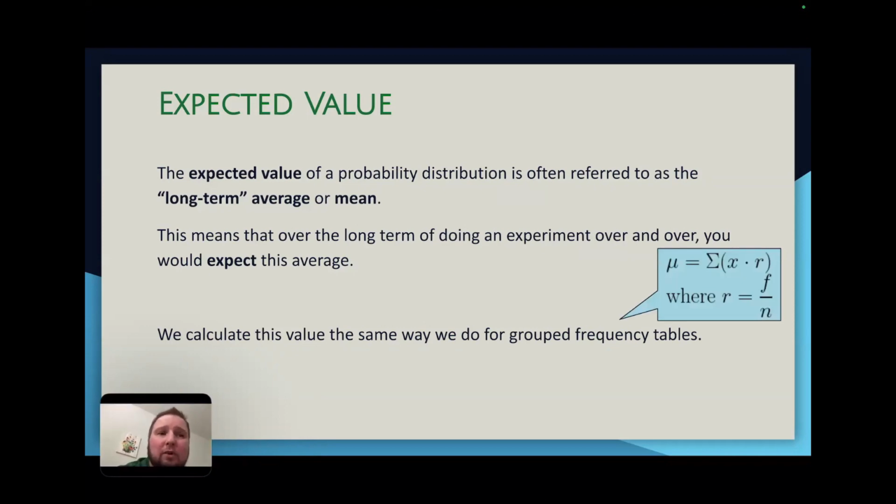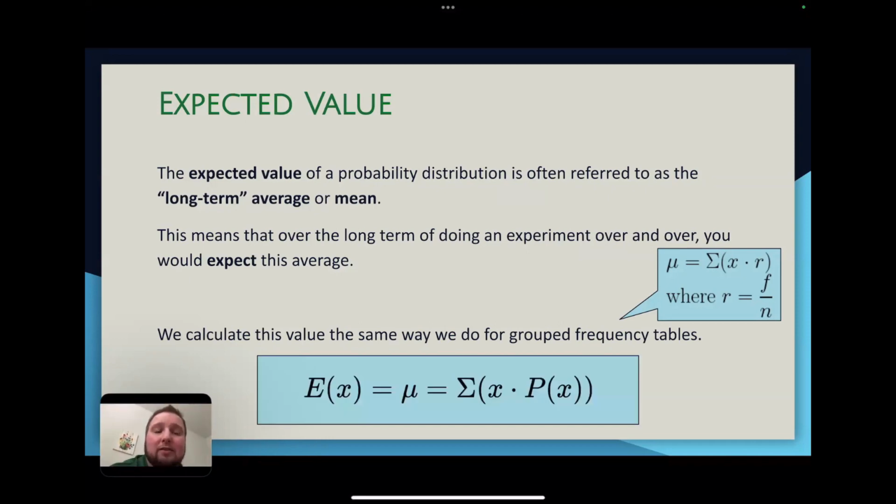We're just going to add up the x value, the outcome, times its probability, which is the number of ways we get that outcome divided by the total number of outcomes. So probability distributions behave really similar to grouped frequency tables. That means you can actually find the expected value or mean and the standard deviation the same way you do for grouped frequency tables using your TI-84 calculator.